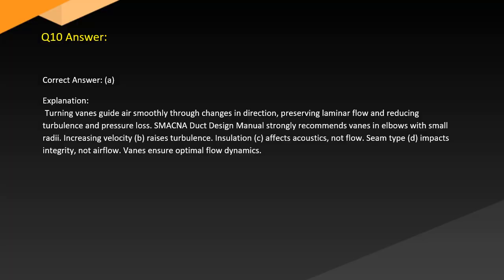Answer. Correct answer: A. Explanation. Turning vanes guide air smoothly through changes in direction, preserving laminar flow and reducing turbulence and pressure loss. The SMACNA duct design manual strongly recommends vanes in elbows with small radii. Reducing duct size to increase velocity, B, raises turbulence. Insulation, C, affects acoustics, not flow. Seam type, D, impacts integrity, not airflow. Vanes ensure optimal flow dynamics.